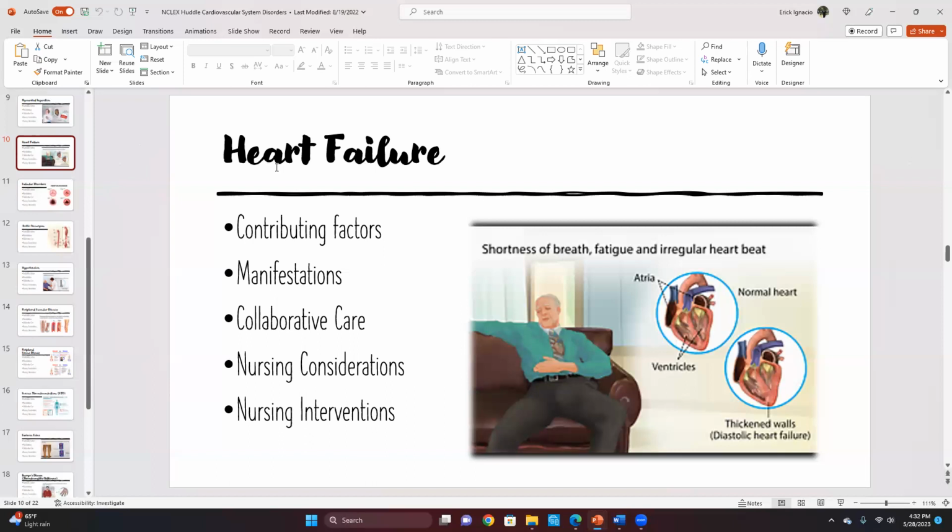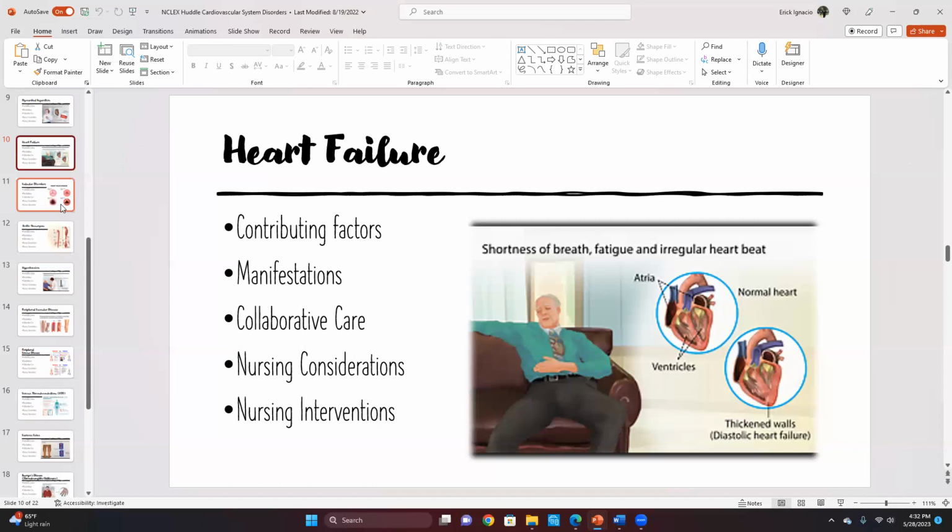Now, your heart failure patient will not only possibly be on diuretics, they may be on cardiac glycoside, digoxin, they could be on ACE inhibitors, they could be on hydralazine, they may be on your nitrates, your nitroglycerin, beta blockers, calcium channel blockers. So there's a lot of different medications based on what's going on with the patient that they could be prescribed. So we have to become familiar with all of those.